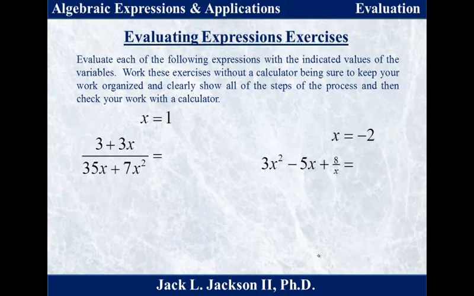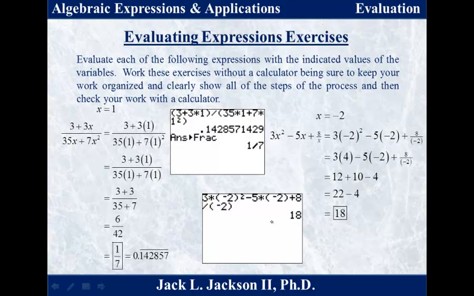Okay, well now you're back, and you should have some answers for these problems. Let's take a look at them. Doing the problem on the left first, we let x equal 1. We replace x by a set of parentheses with a 1 in it, and that happens in 3 places in that expression. Squaring first, 1 squared is 1. Then we multiply. 3 times 1 is 3, 35 times 1 is 35, and 7 times 1 is 7.